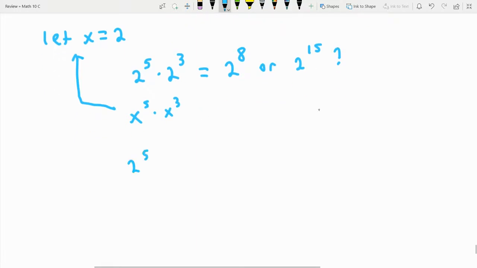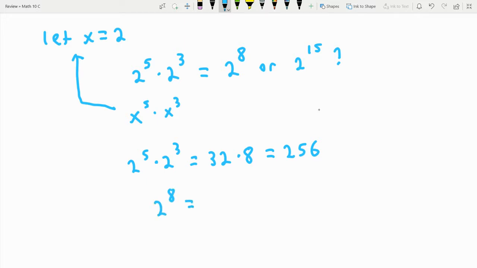So 2 to the power of 5 times 2 to the power of 3. 2 to the power of 5 is just going to be 32, because it's just 2 times 2 times 2 times 2 times 2. But you can check with your calculator if you like. And 2 to the power of 3 would just be 8. So I have 32 times 8, and that happens to be 256. Okay, now let's verify what 2 to the power of 8 would be. 2 to the power of 8 is actually just 256.